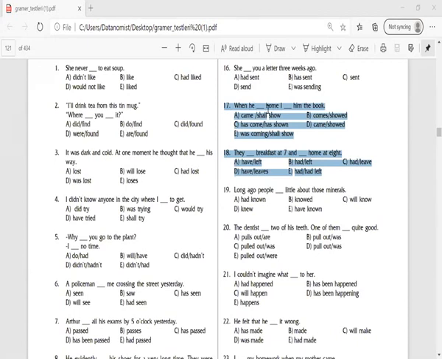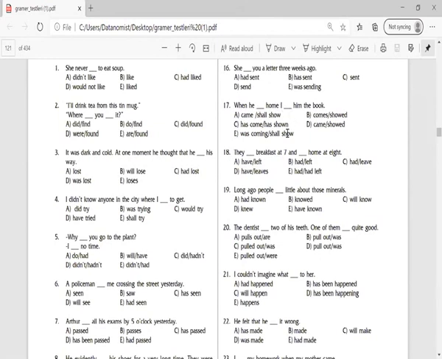When he dash home, I dash him the book. Okay. When he came, first you see the time. When he came, when he has come, when he was coming, when he comes, when he came. So obviously here came. So either A or D. Okay. When he came, I dash him the book.